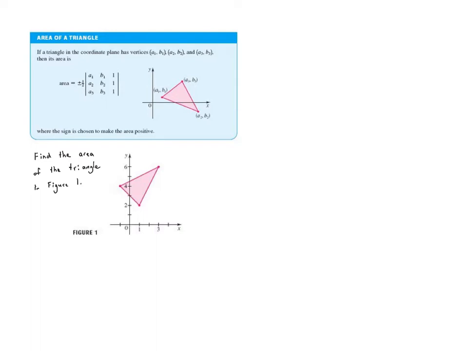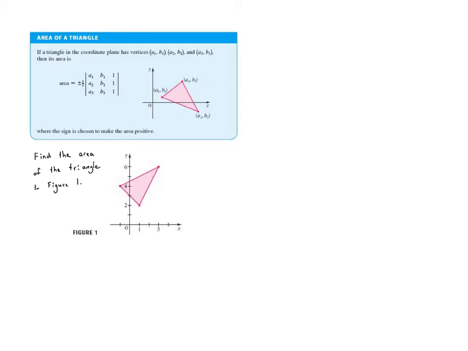Find the area of the triangle in figure 1. Now, before, when we wanted to find the area of a triangle, we know that the formula is 1/2 the base times the height. But unfortunately, because this triangle is kind of tilted on an angle, there's not an easy way to figure out the base and the corresponding height.